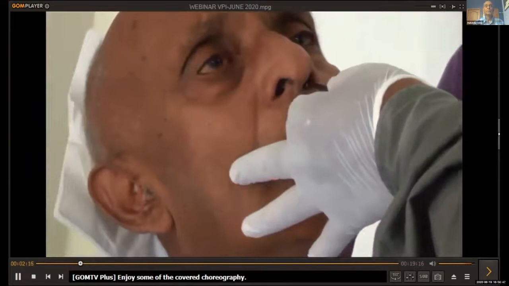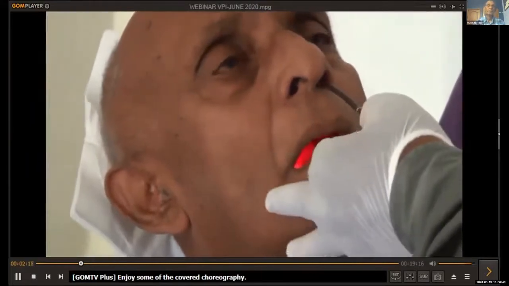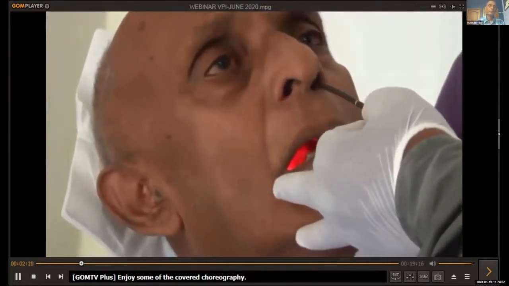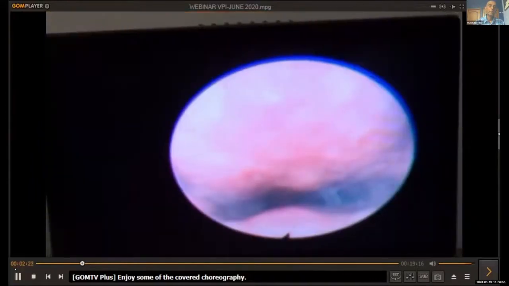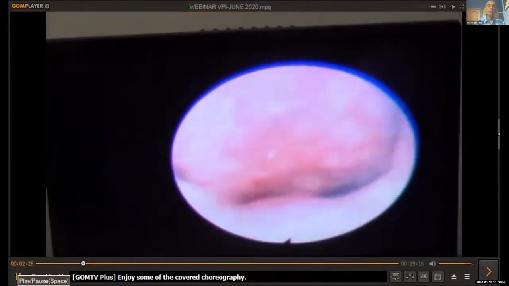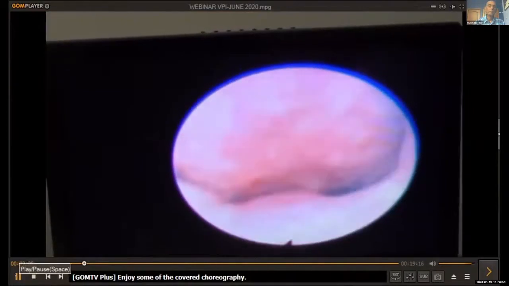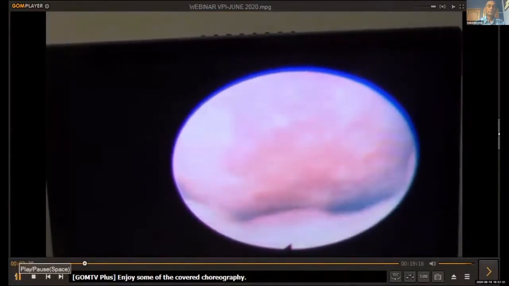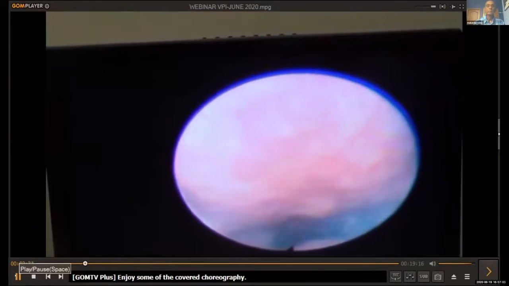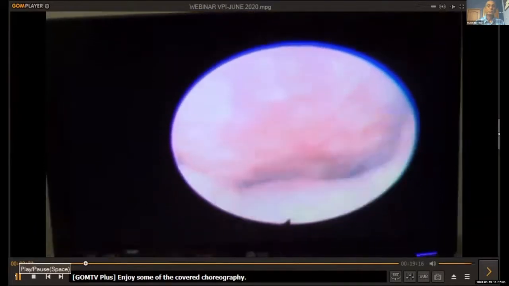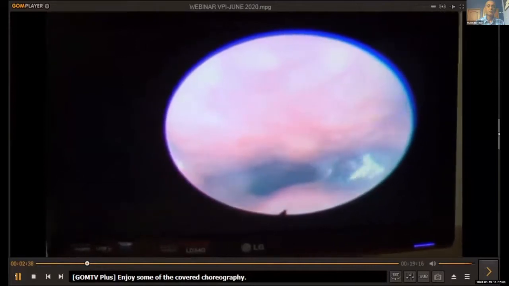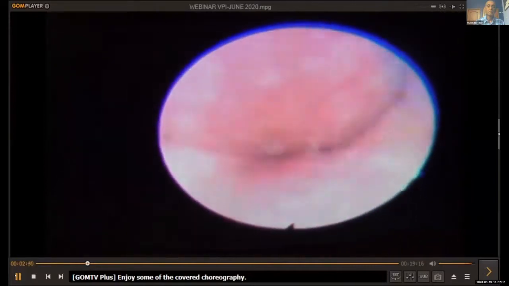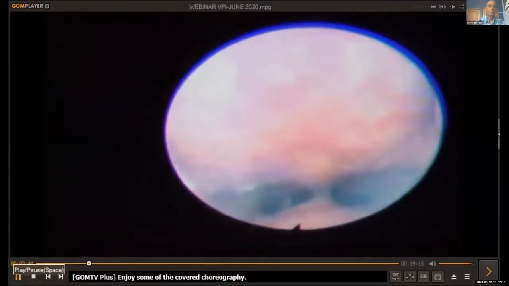So I'll try to adjust the scope. Since we have reached the spot, we'll start with the speech part of endoscopy. So first is the conversation. What is your name? Vasantha Reddy. Okay. Can you tell me your place of residence? Banjara Hills. So we'll start with the word repetition.